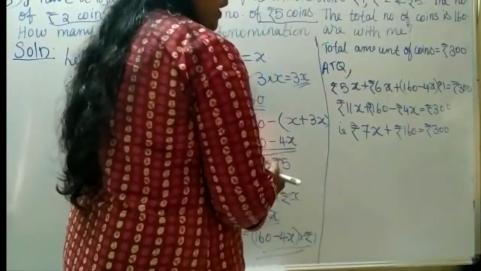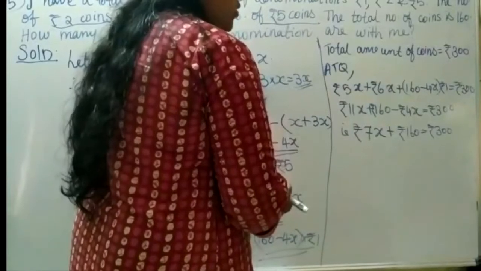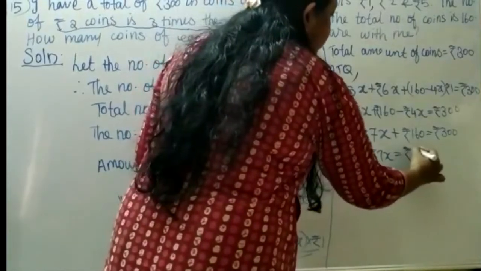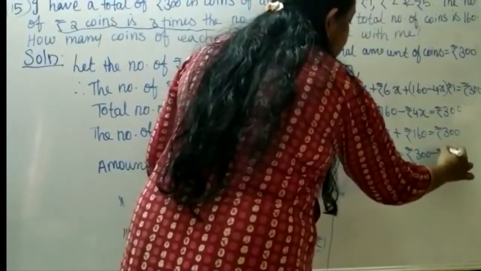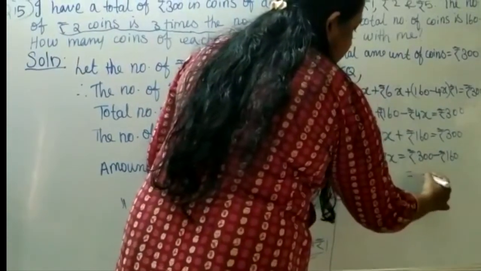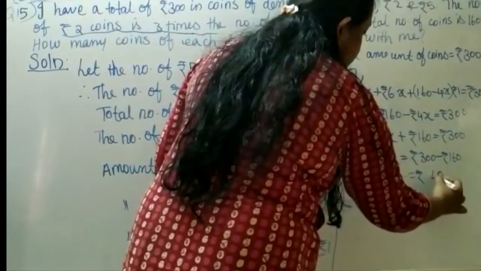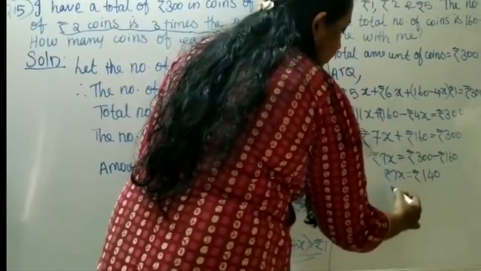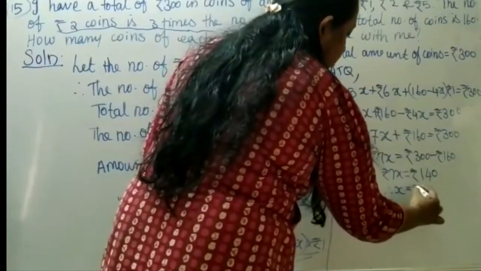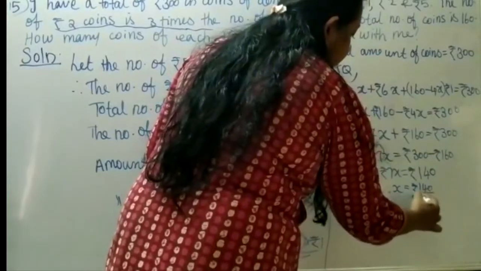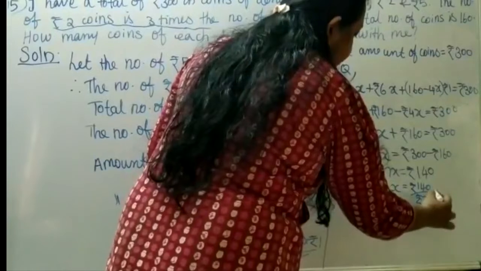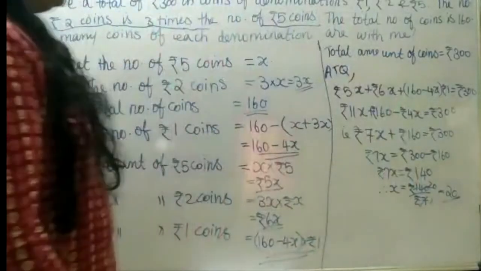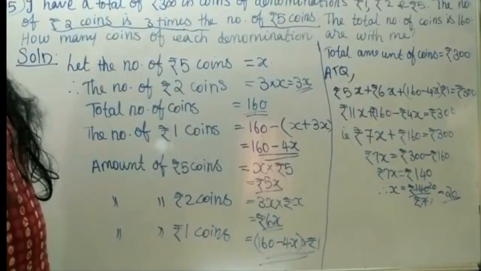Now we can solve for x. Keep 7x only on the left side. So 7x equals 300 minus 160, which equals 140. That is 7x equals 140. Therefore, x equals 140 divided by 7, which equals 20. We have taken the number of rupees 5 coins as 20.